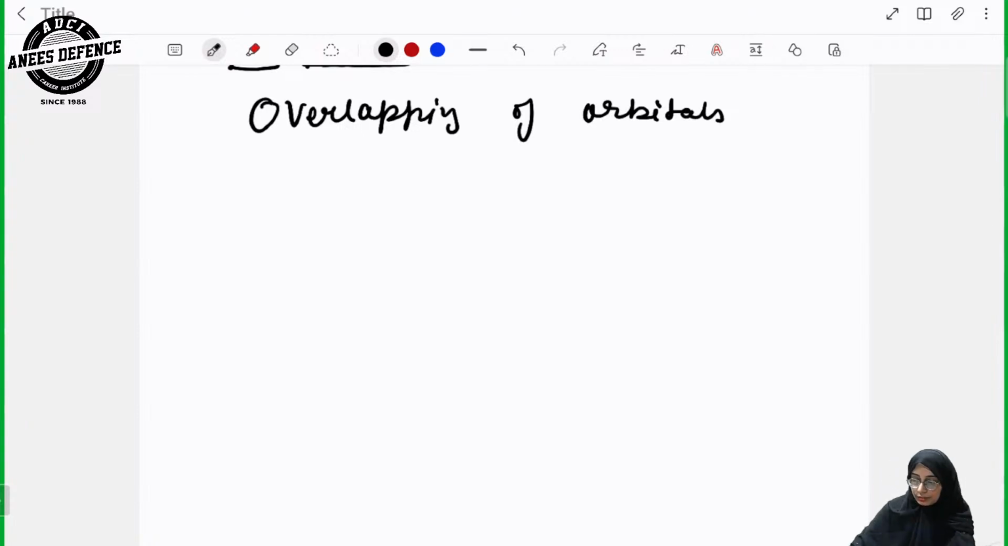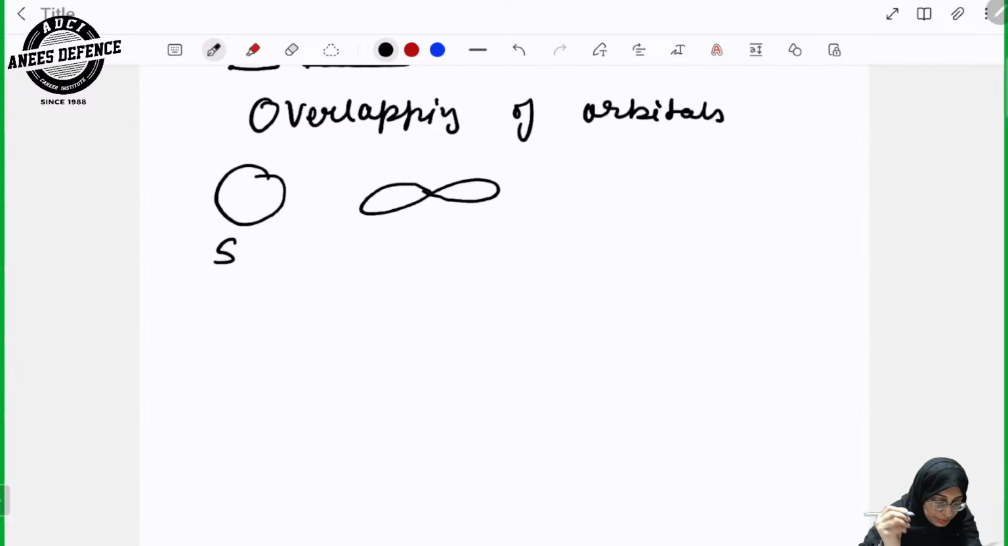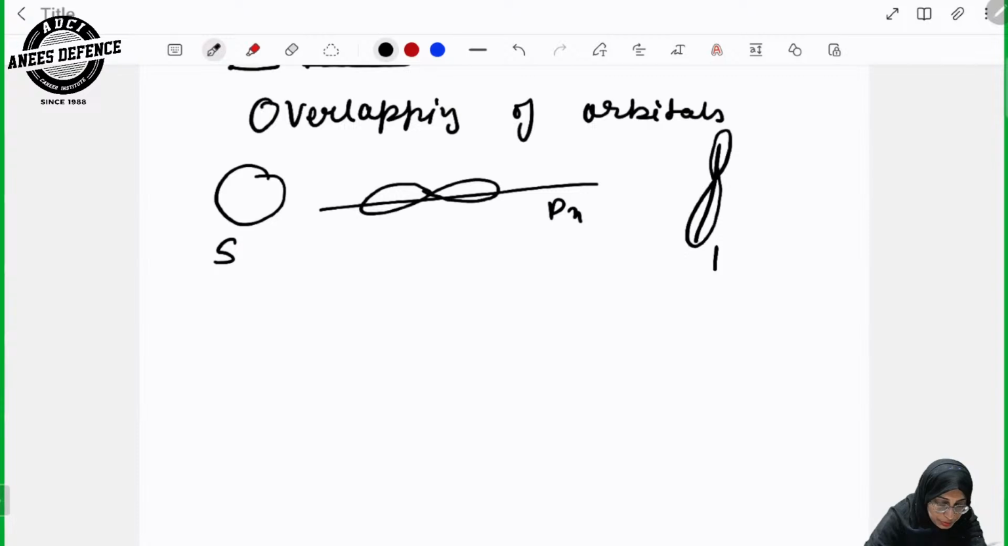Okay. Let's first know the shapes of the orbitals. The shape of the s orbital is spherical. This is the s orbital. P orbitals are dumbbell shaped, oriented in directions. Px, it is like this. Then we can say the Py, and this is the Pz axis.